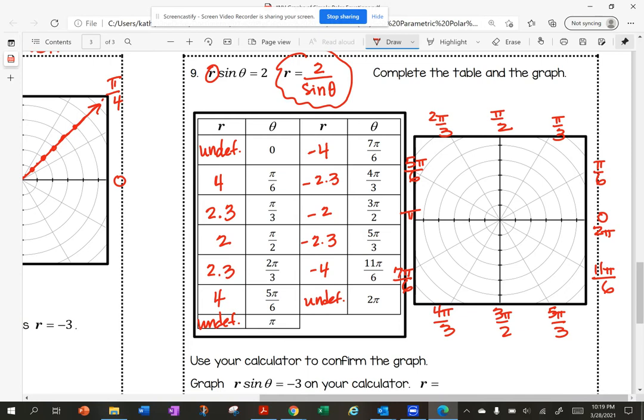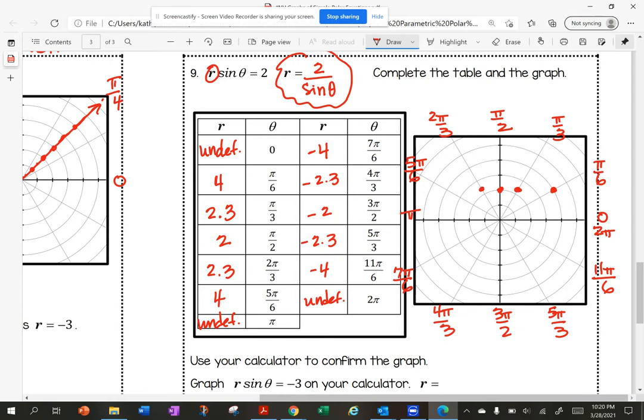So I'm going to start out at 0, and my radius is undefined, so I can't put a point there. So at pi over 6, my radius is 4. So 1, 2, 3, 4. At pi over 3, my radius is 2.3. So 1, 2, and a third. At pi over 2, my radius is 2. At 2 pi over 3, my radius is 2.3.